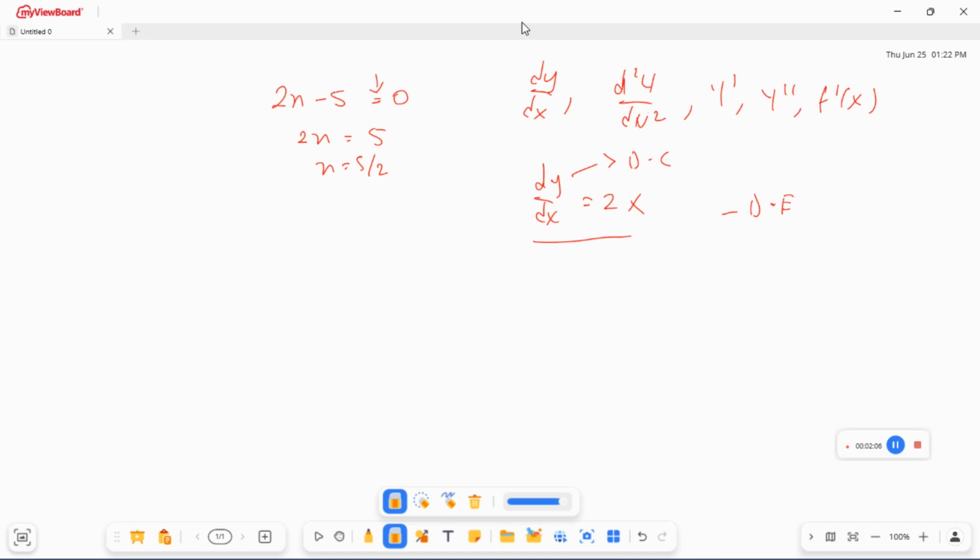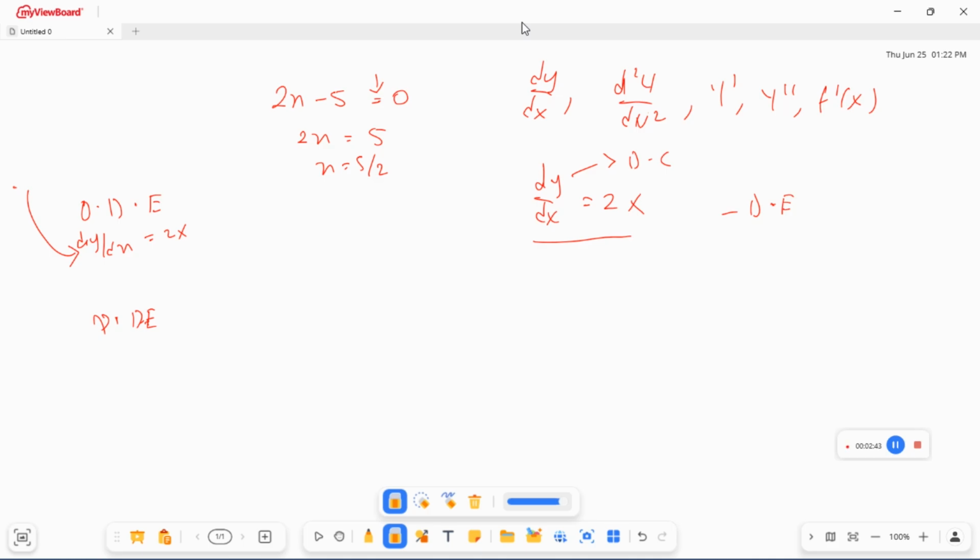Now we have two types of differential equations. We have the ODE, which is the ordinary differential equation, and the PDE, which is the partial differential equation. The difference is that an ODE involves only one independent variable. Just like the equation I wrote earlier, dy/dx is equal to 2x, it has only one independent variable.